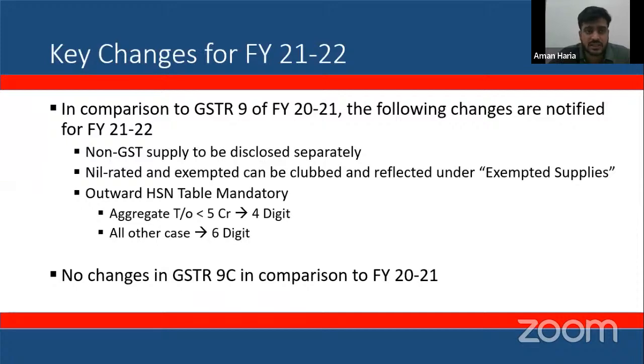One key important change that has come is that of mandatory HSN table for our outward supplies. In case your turnover is less than 5 crores, then 4-digit HSN code is compulsory in your GSTR 9. And in other cases, mandatorily you have to disclose outward supply HSN details at 6 digits from FY 21-22 onwards. With respect to GSTR 9C, there have been no changes. So as the practice which was being followed for FY 2021, the same can be continued in FY 21-22 as well.